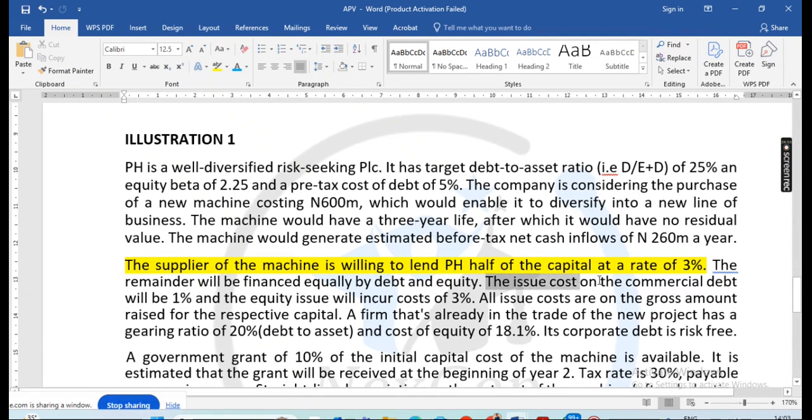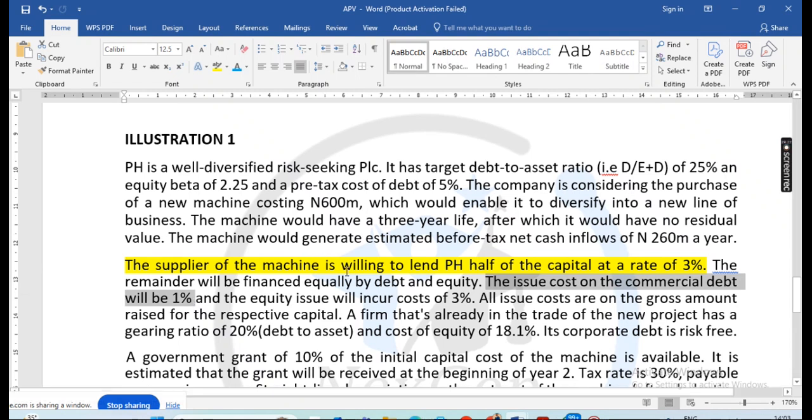The issue costs on the commercial debt. Please mute your mic. The issue cost on the commercial debt will be what? Will be 1%.